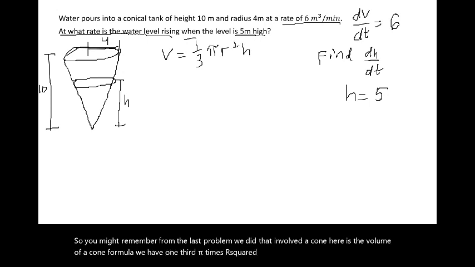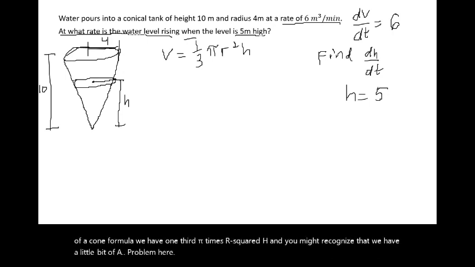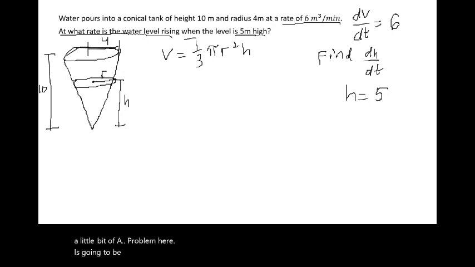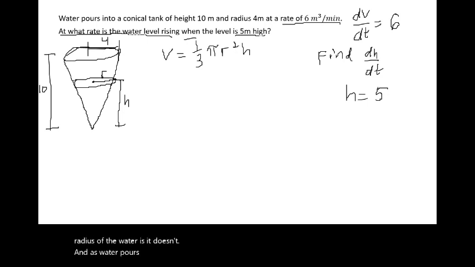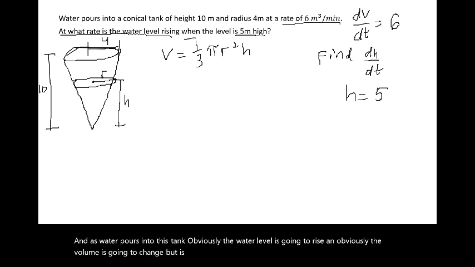And you might recognize that we have a little bit of a problem here. r is going to be the radius of the water. At any point, did it tell us what the rate of change of the radius of the water is? It doesn't. And as water pours into this tank, obviously the water level is going to rise, and obviously the volume is going to change. But is the radius of the cone of water going to change as we pour more water in?